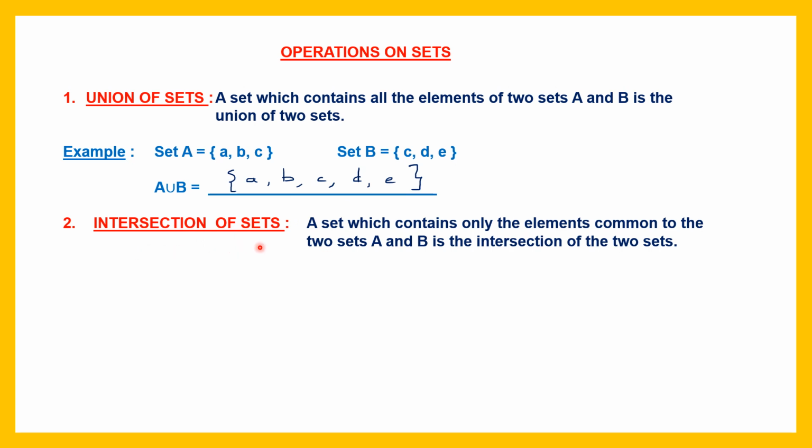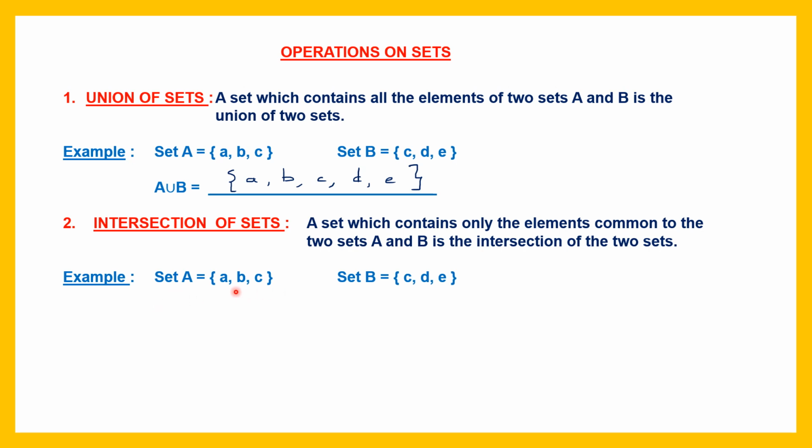Next is intersection of sets. Again, if you take two sets, A and B, the set which contains only the elements common to both the sets. Okay, so in this case, we are not going to write all the elements like A union B. We are only going to write the elements which are common to the two sets. That is called intersection.